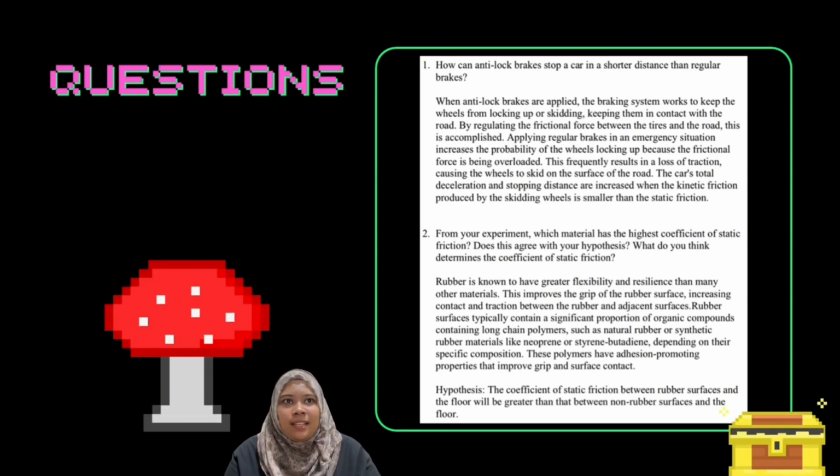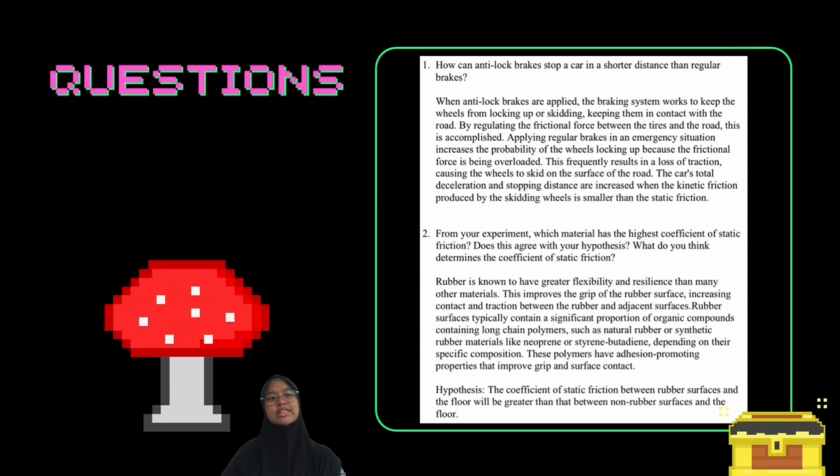Applying regular brakes in an emergency situation increases the probability of the wheels locking up because the frictional force is being overloaded. This frequently results in a loss of traction, causing the wheels to skid on the surface of the road. The car's total deceleration and stopping distance are increased when the kinetic friction produced by the skidding wheels is smaller than the static friction. For question number 2, it says, from your experiment, which material has the highest coefficient of static friction?